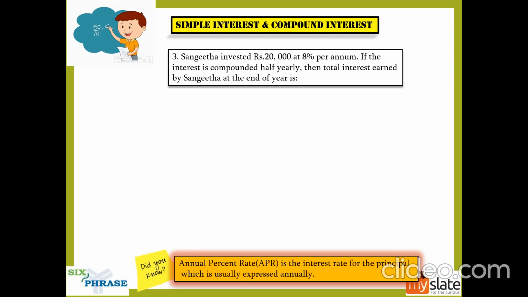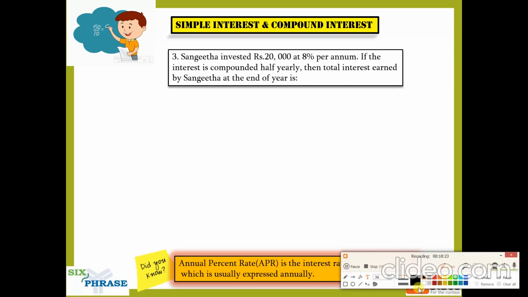Now Sangeeta invested 20,000 at 8% per annum. First we'll start with the givens. So the givens here is principal, which is 20,000. Rate of interest is given, which is 8% per annum. So I write it as PA, per annum. And you have to find compound interest compounded half yearly, right, guys? This is compound interest.